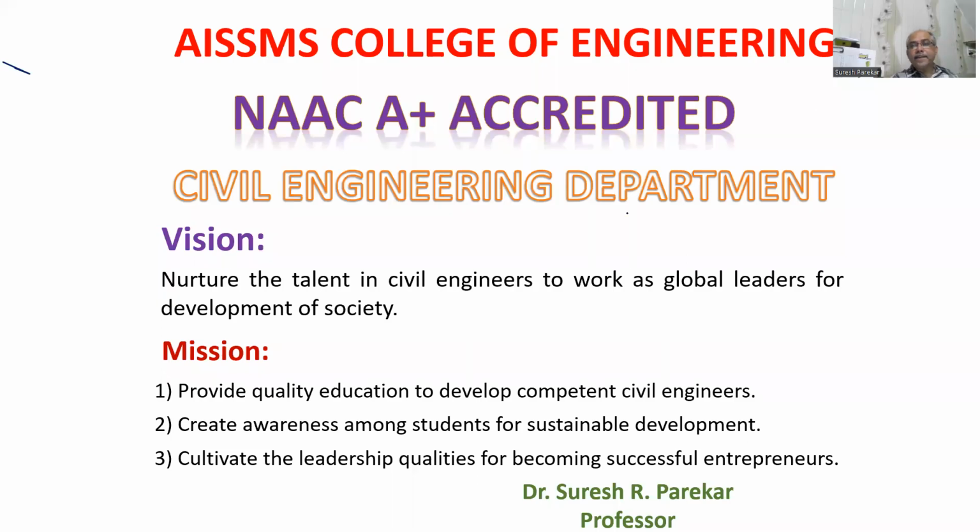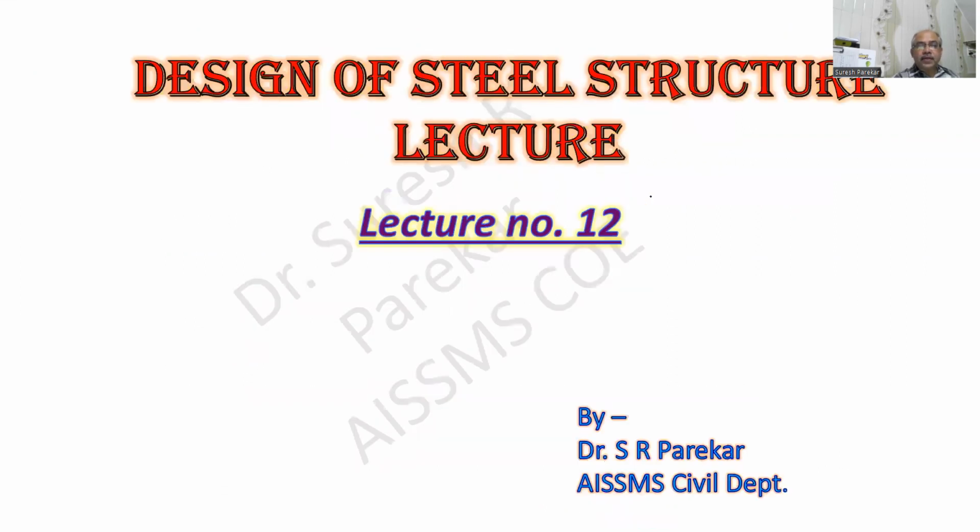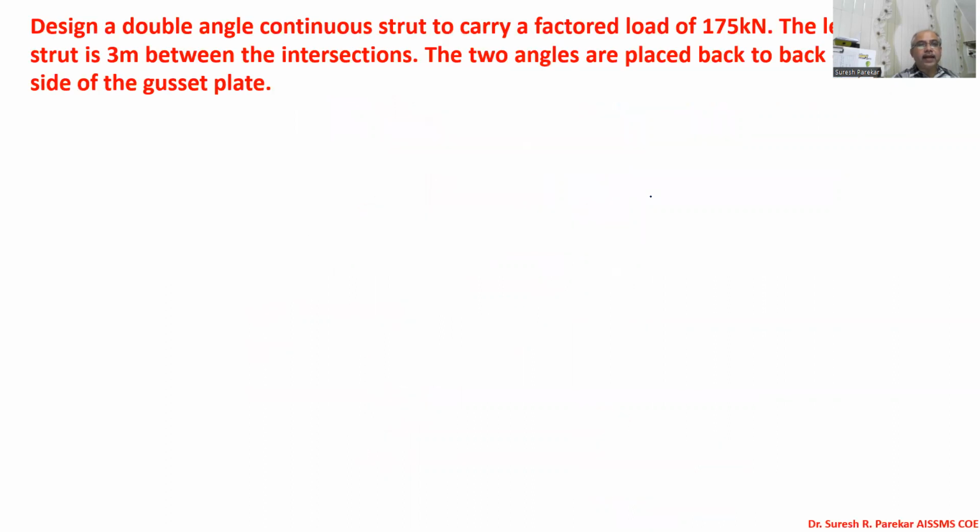Good evening. Today we are going to see the design problems. We have the first design problem, in lecture number 12. Design a double angle continuous strut to carry a factored load of 175 kilonewton. The length of the strut is 3 meters between the intersections, and the two angles are placed back to back on opposite sides of the gusset plate.